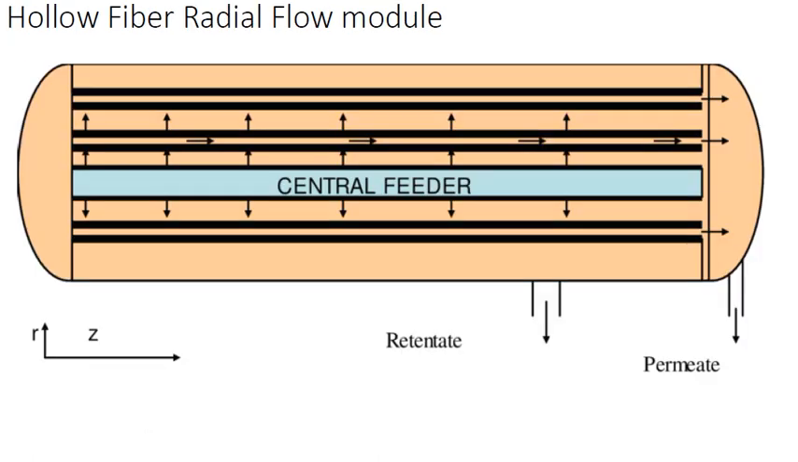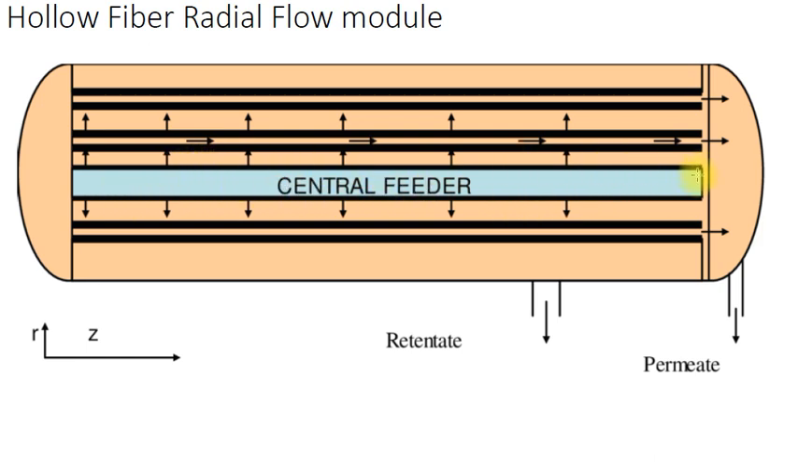Now the next type of membrane module is the hollow fiber radial flow membrane module. This is also similar to the axial flow membrane modules, but it is a special geometry, generally used especially when you have very thin fibers. This specific membrane module geometry is used for seawater desalination by reverse osmosis.